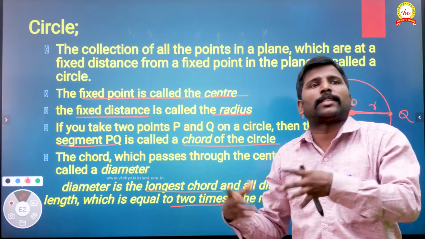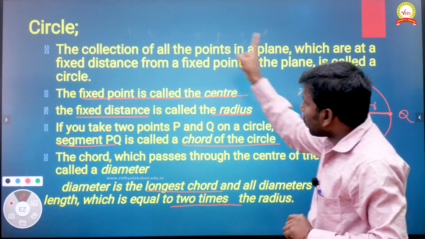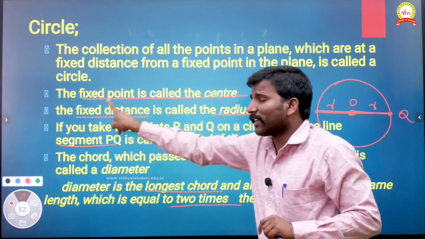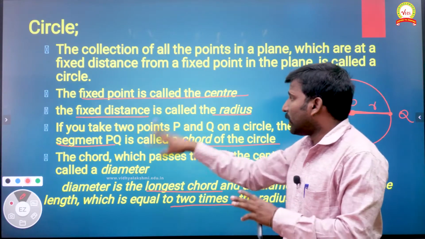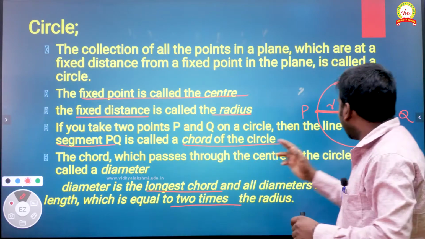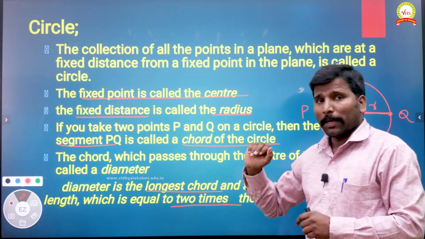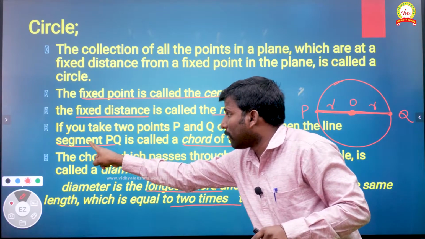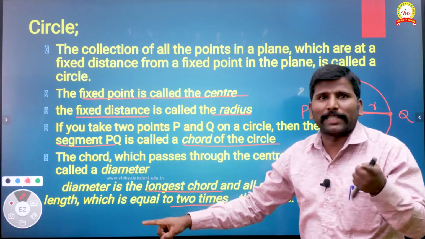சர்க்கிள் அப்படின்னா ஃபர்ஸ்ட் நம்ம பார்த்தது என்னமா, collection of all points in a plane at a fixed distance from a fixed point is called a circle அப்படின்னு பார்த்தோம். What is the fixed point? Center. What is the fixed distance? Radius. Then if you are taking 2 points on the circle, when you join them, it is a chord, but only if it is a line segment. If it is a line, I said secant.